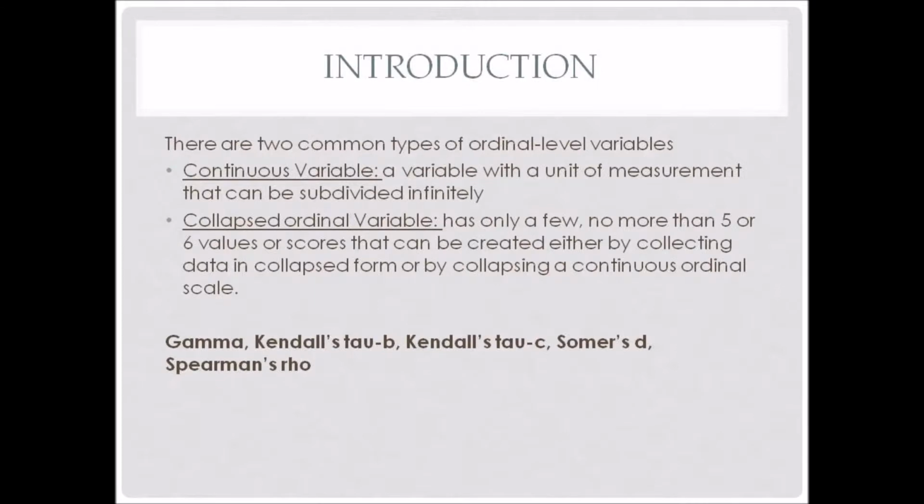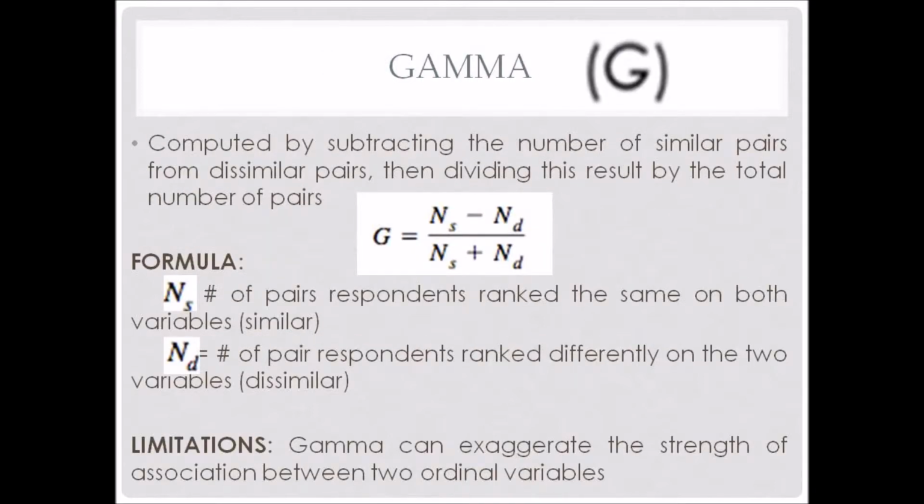When dealing with measures of association, there are 2 common types of ordinal level variables. First, we have collapsed ordinal level variables, which include gamma, computed by subtracting the number of dissimilar pairs from similar pairs, then dividing this result by the total number of pairs.